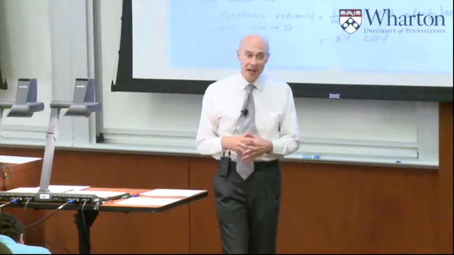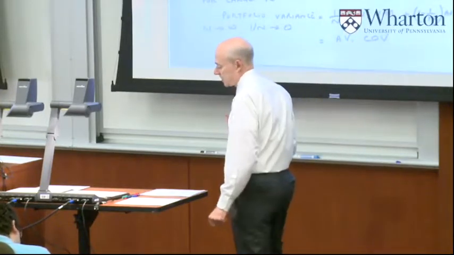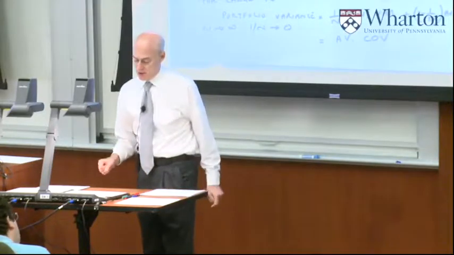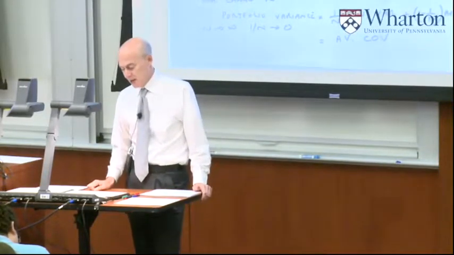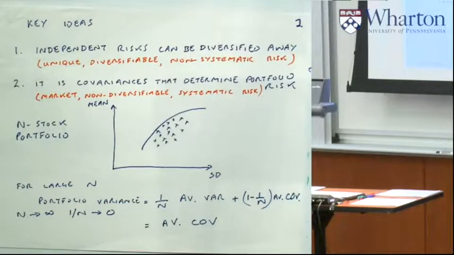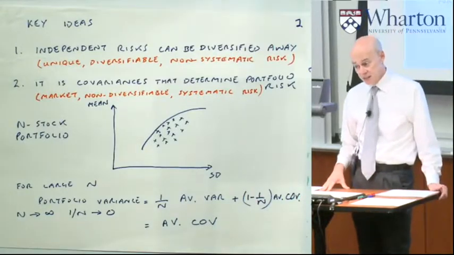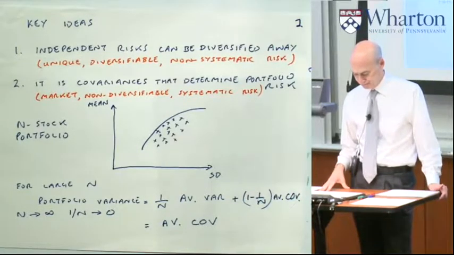And what we saw last time is that what determines portfolio risk is covariances. And those covariances and the underlying portfolio risk that they lead to, we're going to refer to as market risk. You also hear it called non-diversifiable risk and systematic risk.